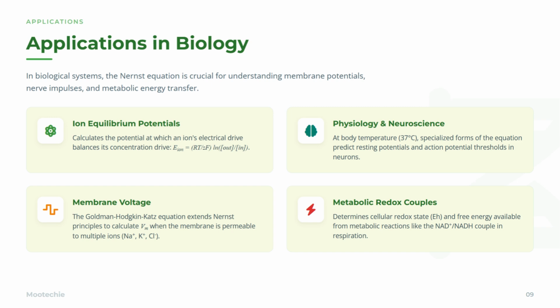In physiology and neuroscience, specialized forms of the equation at body temperature are used to predict resting potentials and the thresholds for action potentials in our neurons. And it's used to understand metabolic redox couples, determining the cellular redox state and the free energy available from vital reactions, like the NAD+/NADH couple in cellular respiration. Finally, let's wrap up with a summary.